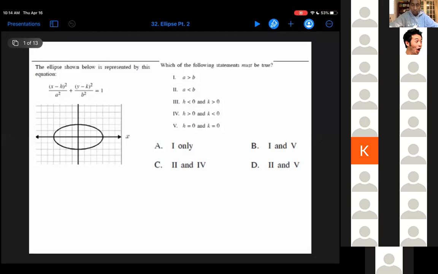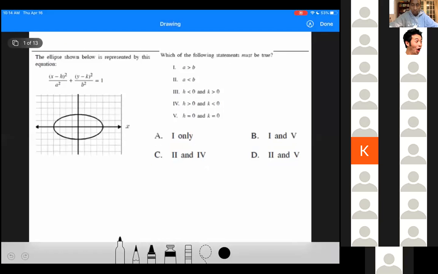So maybe I can hear from a couple of y'all. Most of us said B. So let's start with Carla. Tell me what the H and the K is. We'll just define what the values are here. H is 0 and K is 0. And why is that? It's in the origin. The center point is in the origin. Okay, so the center is in the origin and H and K is the center.